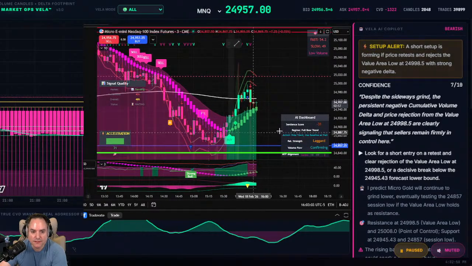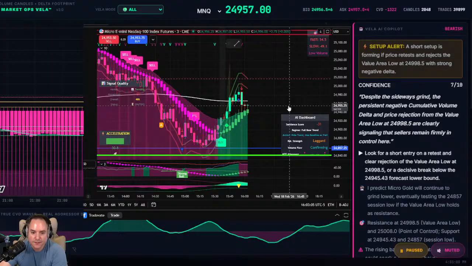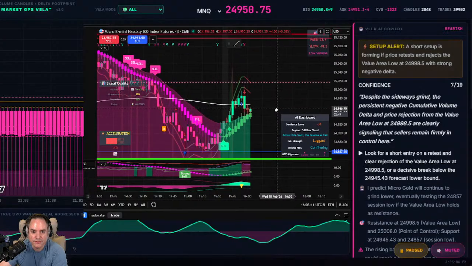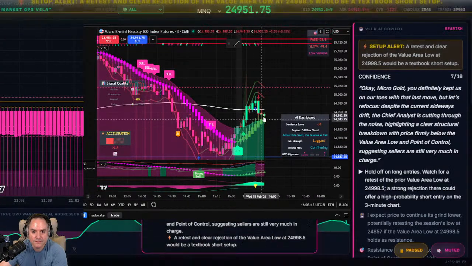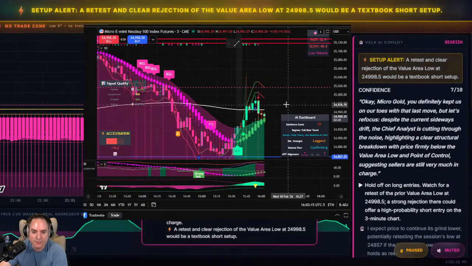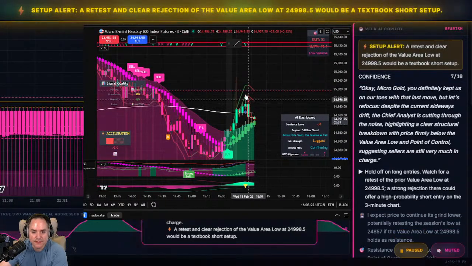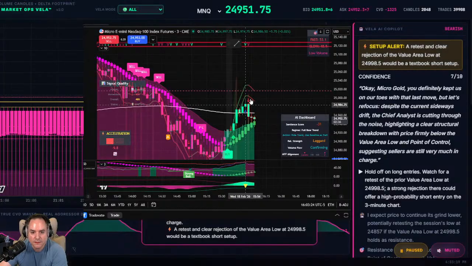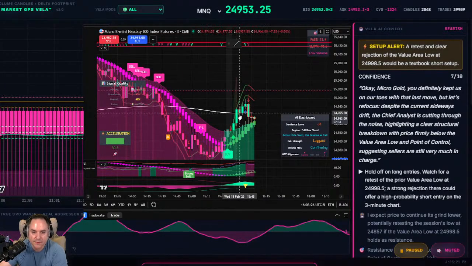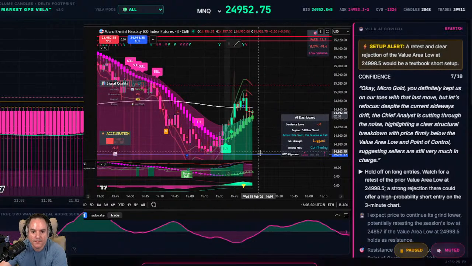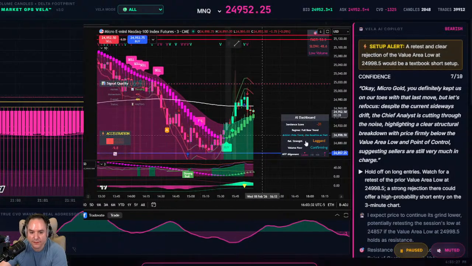My learning experience on this, I would say the only thing is that we were so close to the close that there just wasn't the volume supporting the move. Would I have taken this trade if it was early in the morning? Would it have worked out? Yeah, maybe, maybe not, but it doesn't matter. The point is that we left the day in the green.